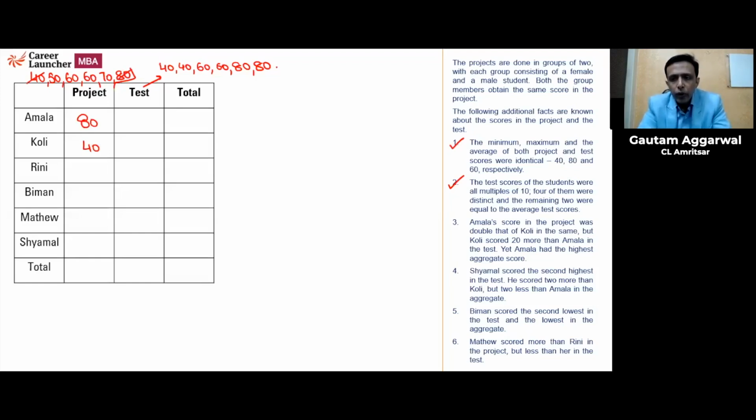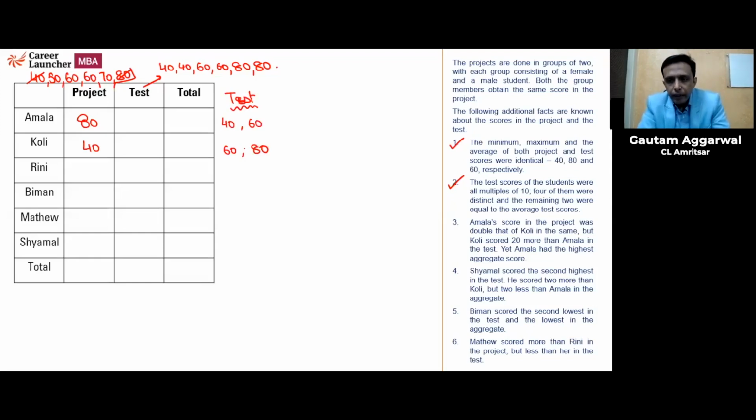And Kohli scored 20 more than Amla in the test. कोहली का जो टेस्ट में स्कोर है वो 20 ज्यादा है. अब 20 की मेरे पास दो ऑप्शन दिख रही थी. One is if Kohli has to score 20 more than Amla, either it would be 40 and this would be 60, or this would be 60 and this would be 80. That is in terms of test.